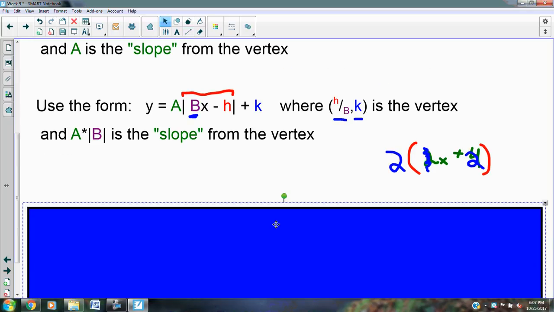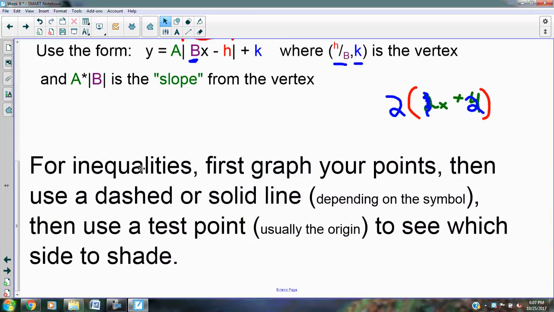Okay, last thing to go over then is for our inequalities. First you're going to graph your points, then you're going to use a dashed or solid line depending on your symbol. Then you use a test point. You usually use the origin, 0, 0, to see which side to shade. So this is, again, just like your linear inequalities.